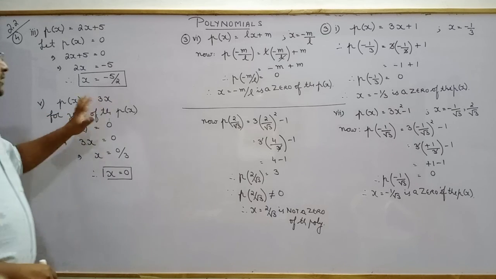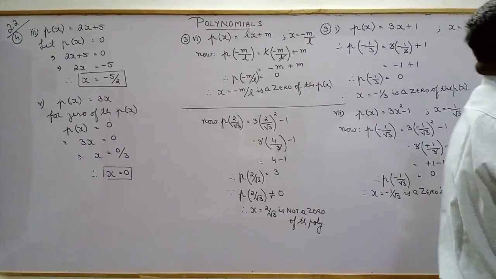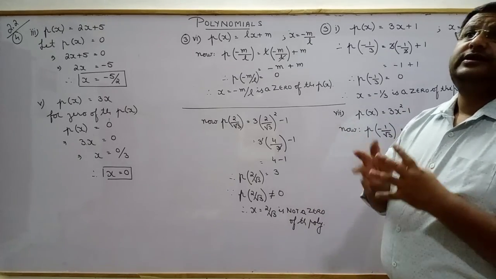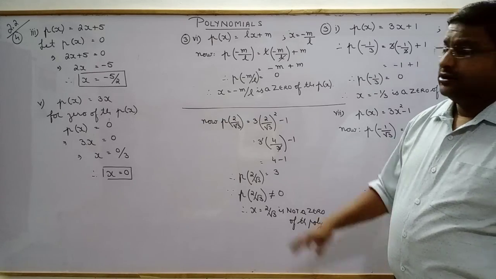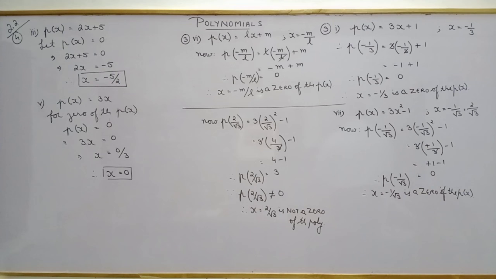So I hope this exercise 2.2 is also clear. The 0 of the polynomial, we have used 0, we have found the 0, we have discussed the word remainder as well. Clear, students? Please ensure that you practice this exercise, then we come down to the remainder theorem and factor theorem and so on. Thank you.